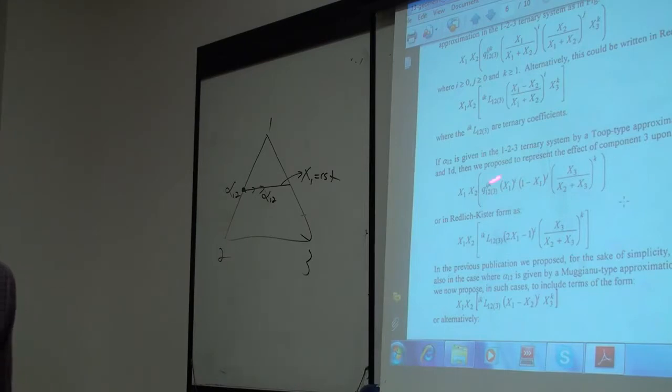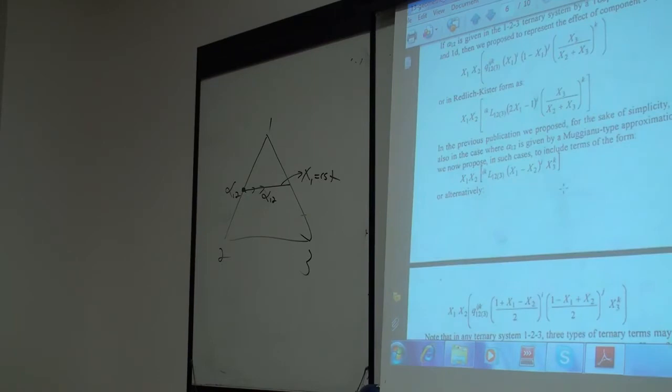So anyway, if you're using Toop for 1,2, and you don't make any other specification in FactSage, but you enter a ternary parameter, ij1 or ij2, that's what you get. And the Redlich-Kister formula would be that. And if you use Muggianu, we do Muggianu this way actually with Muggianu.